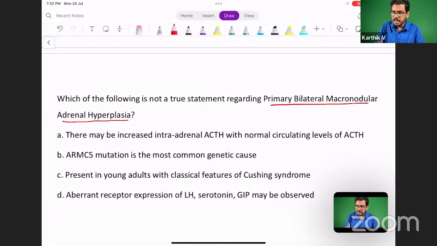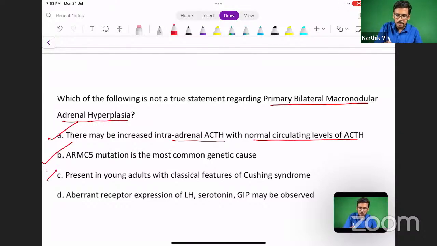There may be increased intra-adrenal ACTH with normal circulating levels. Very true. The circulating ACTH is normal, but there can be conditions where the intra-adrenal ACTH levels may be increased or the downstream signaling of ACTH may be increased. But the levels of ACTH in the blood are always normal. It's a true statement. ARMC5 mutation is the most common genetic cause. Again, it's a true statement.